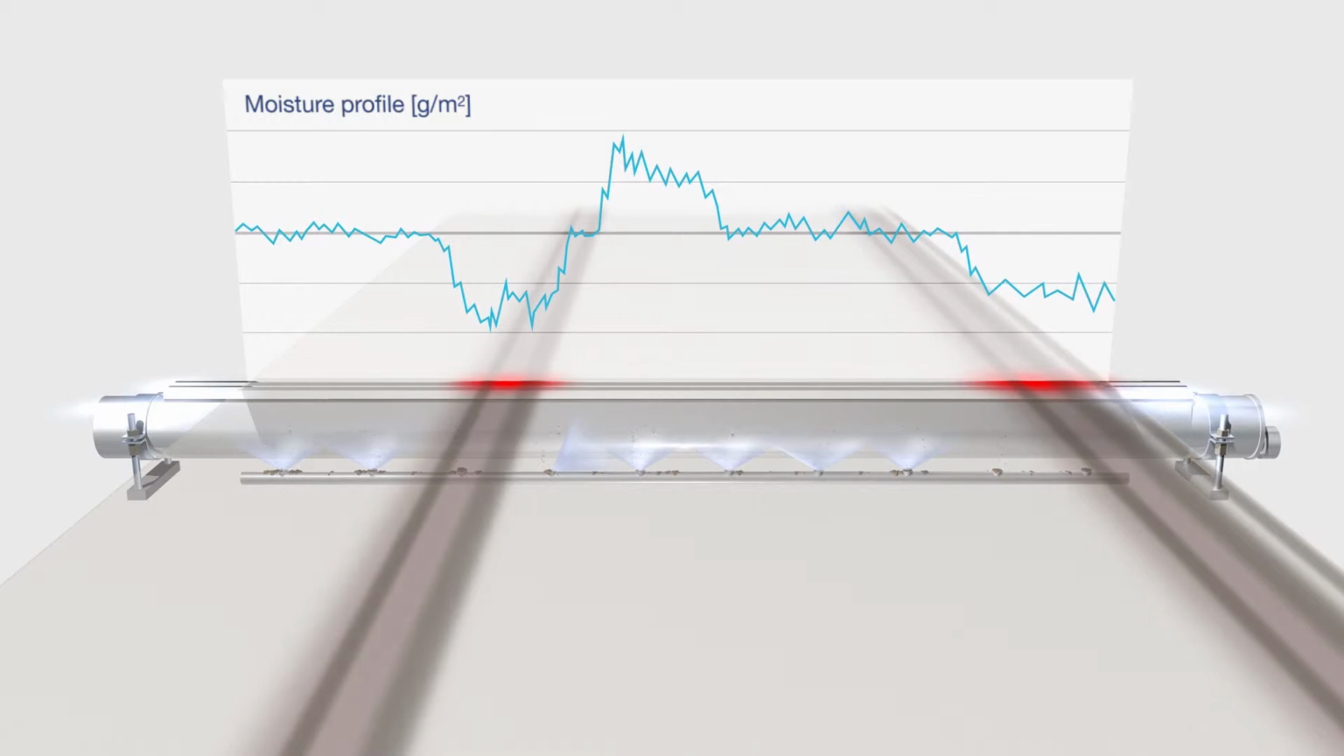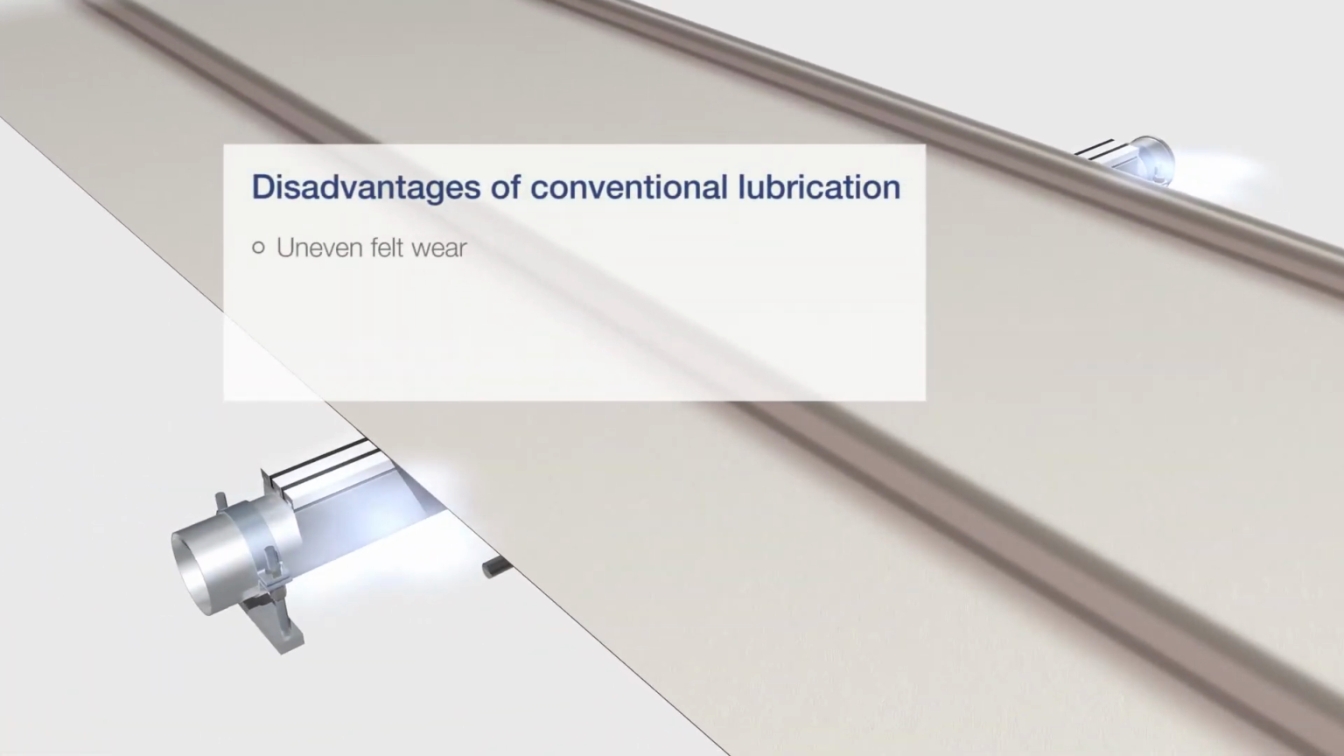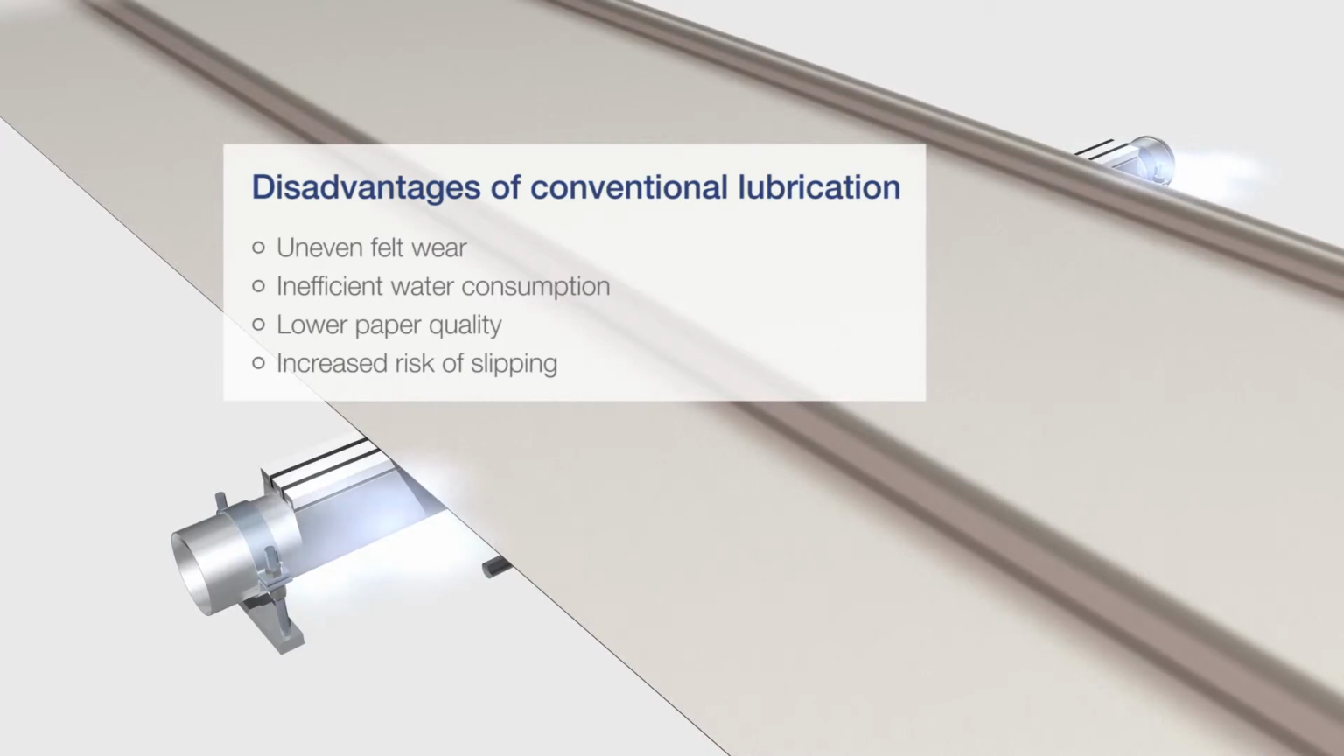The disadvantages of conventional lubrication by fan showers include uneven felt wear, inefficient water consumption, lower paper quality, and increased risk of slipping.